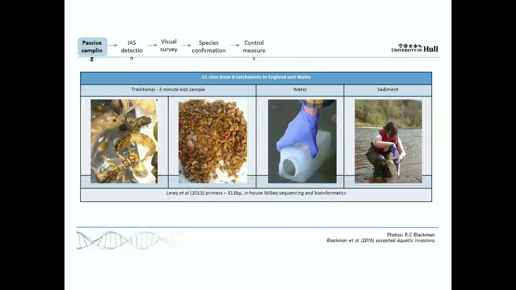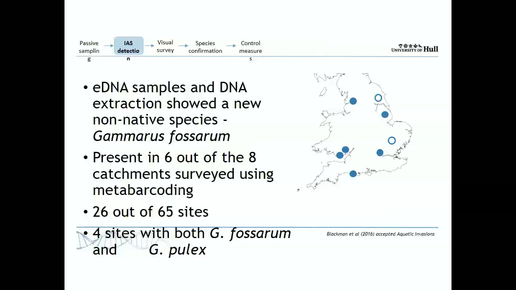I used a Luray primer, which is a macroinvertebrate specific primer. It amplifies that group of taxa, and I sequenced in house at Hull, and then we did our own bioinformatics. And rather surprisingly, we did discover, excitingly in some respects, because we didn't know about it, and it's a good example of the tool working, we discovered a new non-native species, Gammarus fusarum.